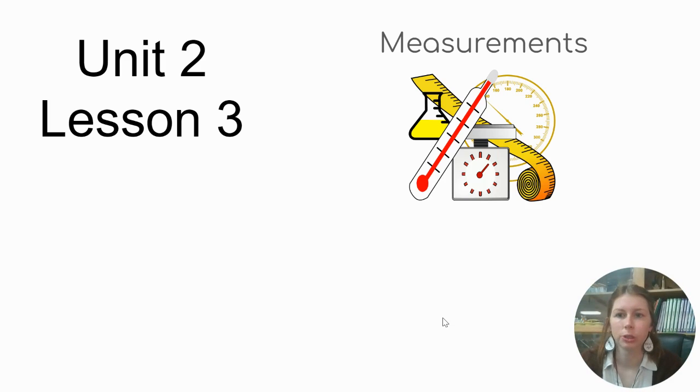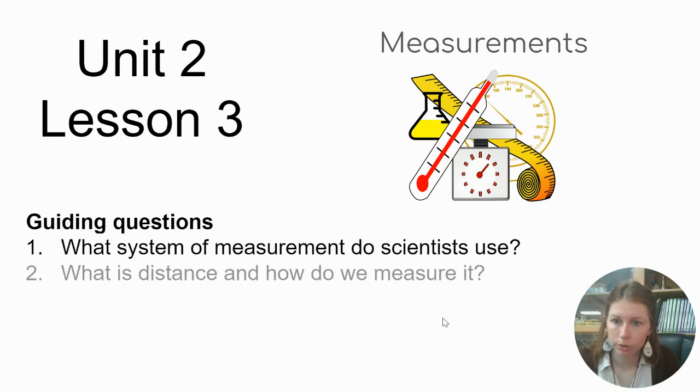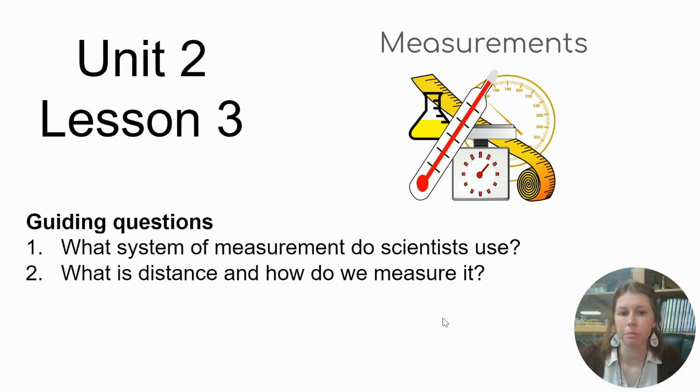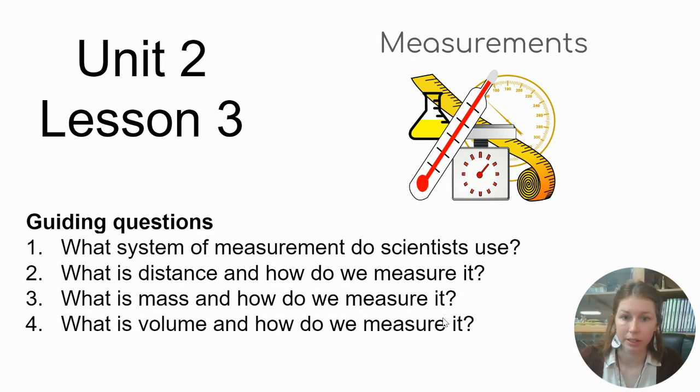This is Unit 2, Lesson 2, all about measurement for science. And so here are our guiding questions. What system of measurement should scientists use? What is distance and how do we measure it? What is mass and how do we measure it? And what is volume and how do we measure it?